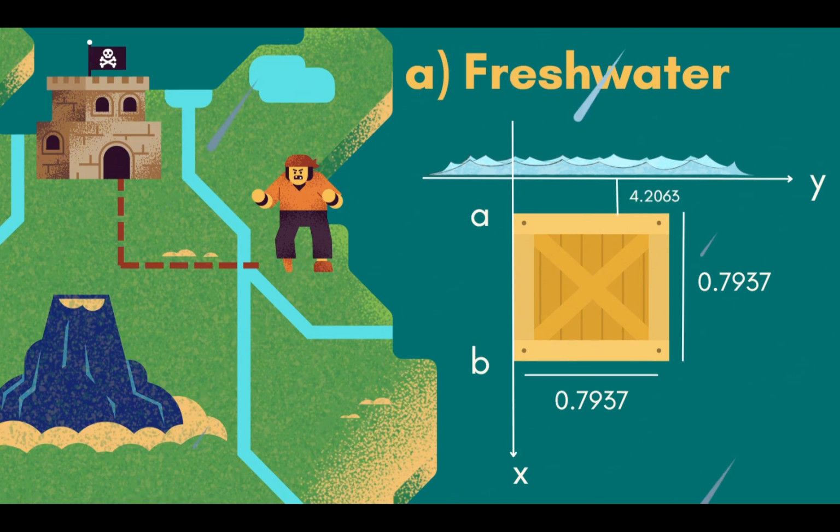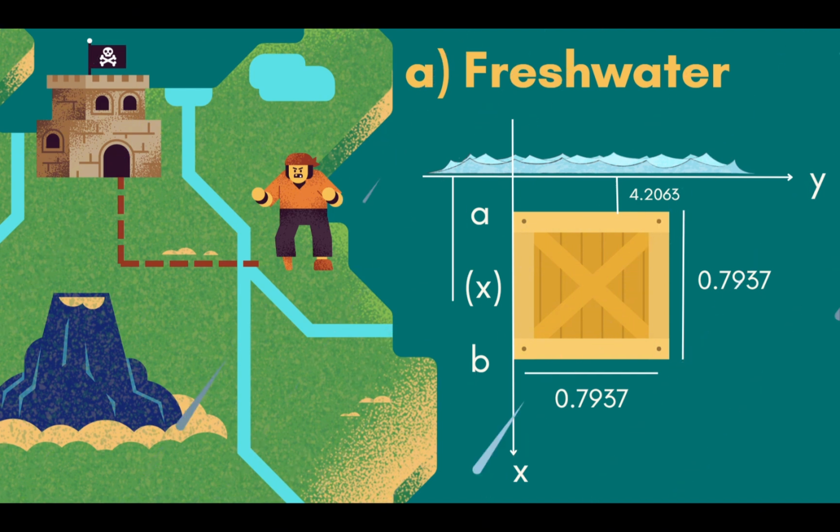Based on this information, we can deduce that the distance from the surface of the water to the top of the box is around 4.2063 meters. And for that hx that we mentioned earlier, we can plot the point x somewhere in the middle of the box, and the distance from the surface of the water to that point x is what we put as hx.